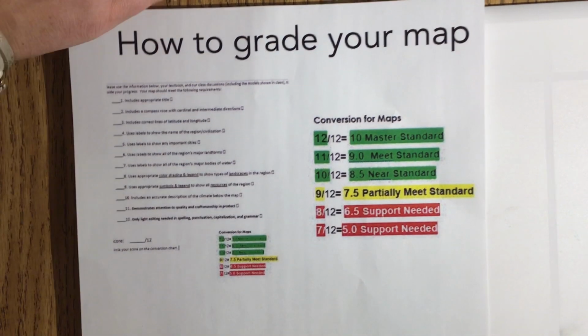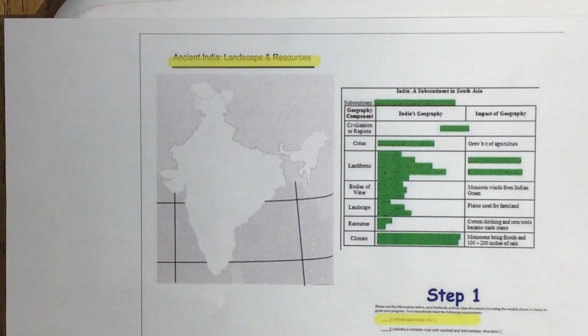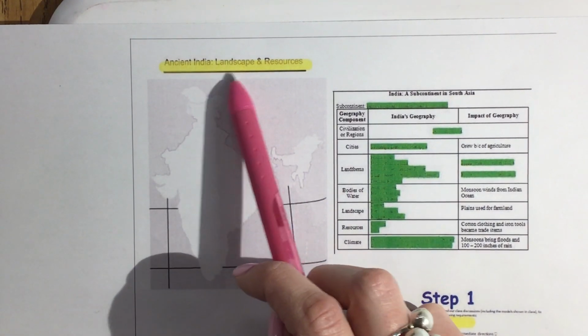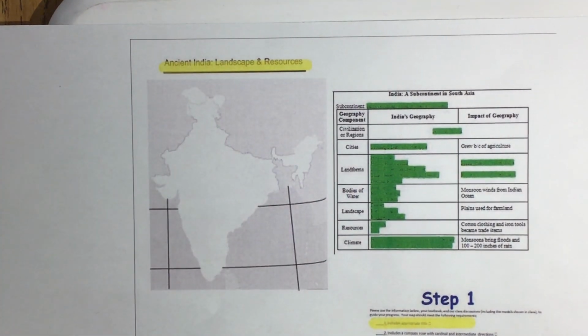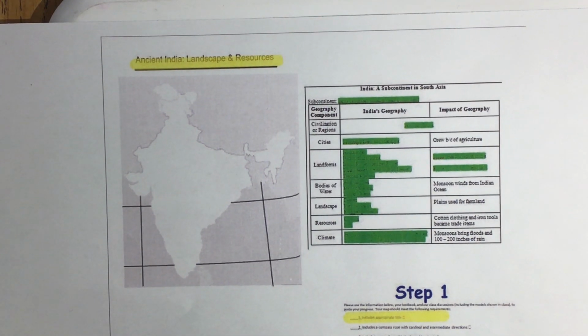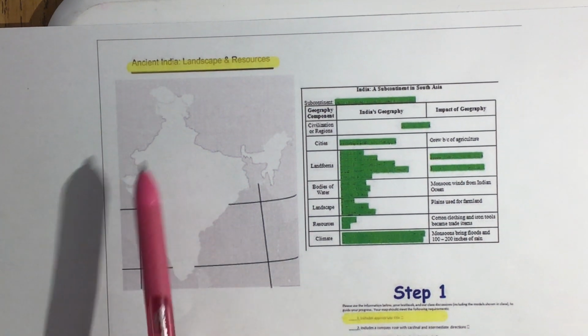All right, so let's start with step number 1, okay? Step number 1 is your title. So there's several options, but the best title is the one you see right here. Ancient India Landscape and Resources. Ancient, I prefer if you have the word ancient in your title because Harappa and Mohenjo-Daro are ancient cities that are no longer called that. So if you don't, I'll still let you keep it.